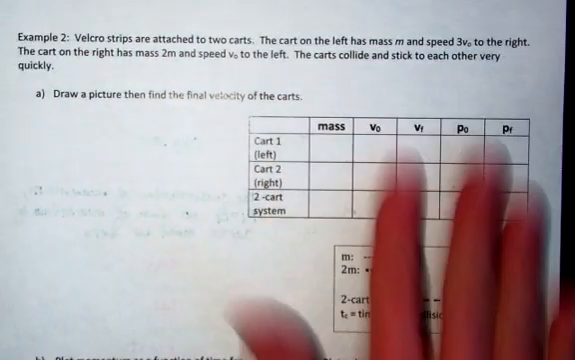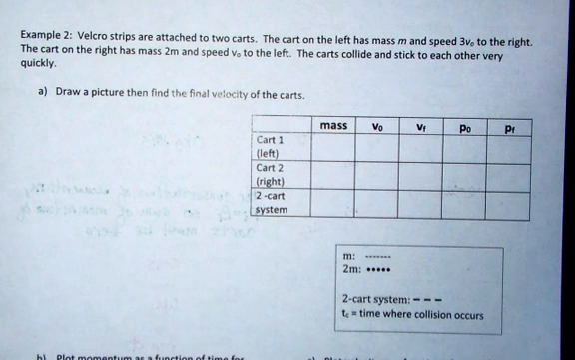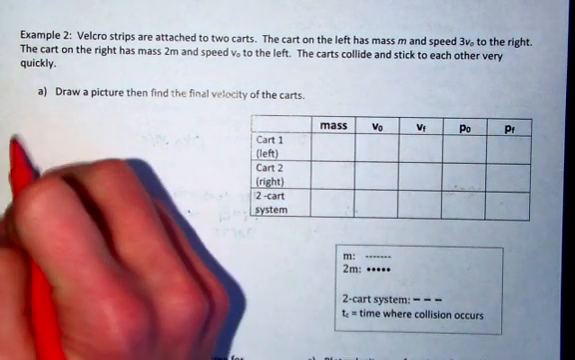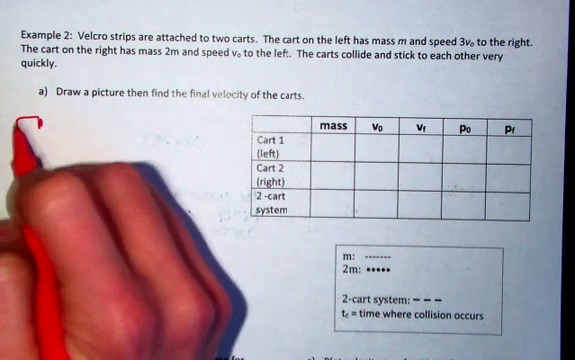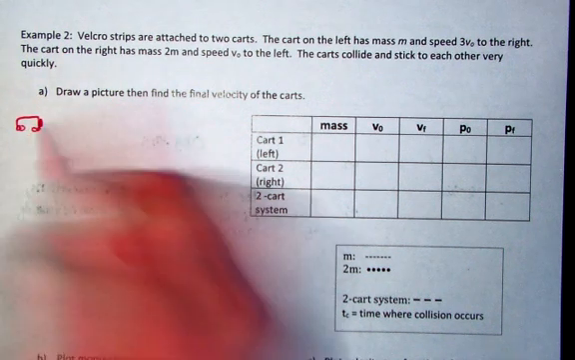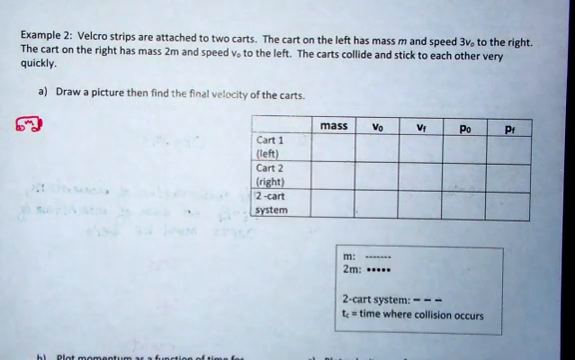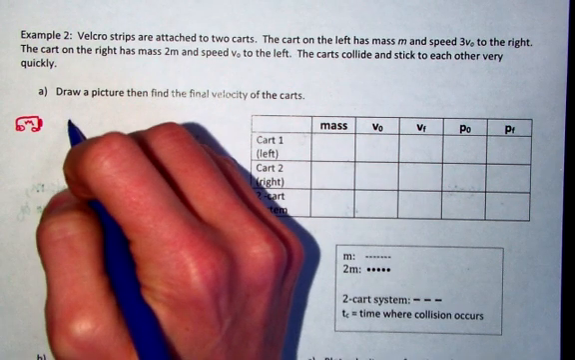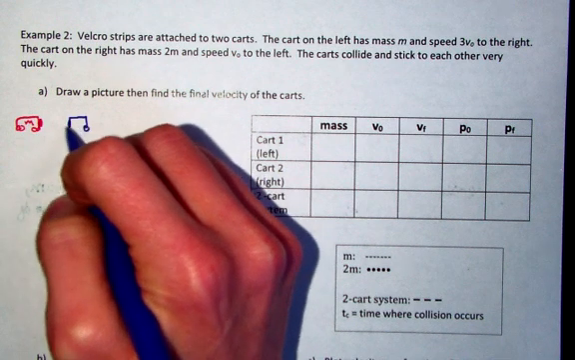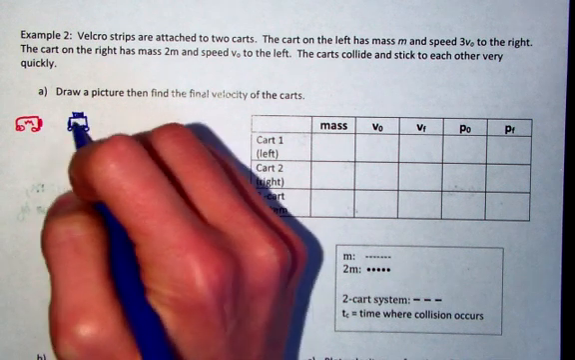We're going to organize our solutions here to make the graphing easier. So we have the cart on the left, and this cart has a Velcro strip right here, and this cart is mass m. And then we have a cart on the right, also with a Velcro strip, maybe it has like a mass on top. So this is 2m.